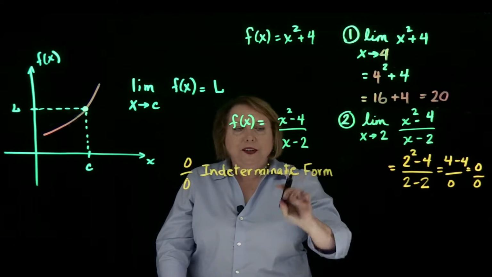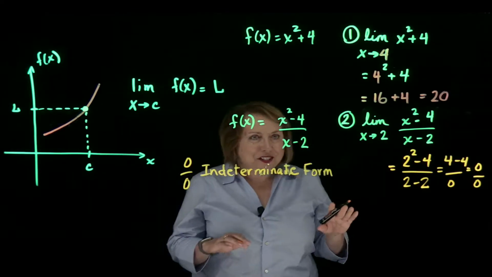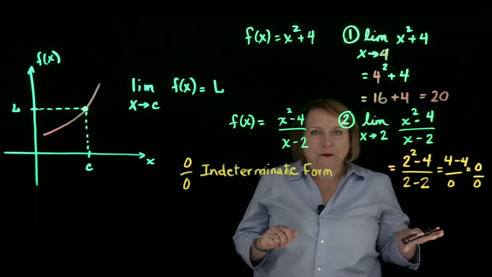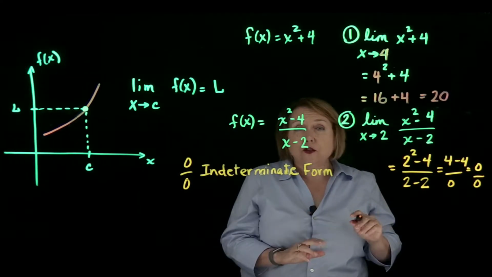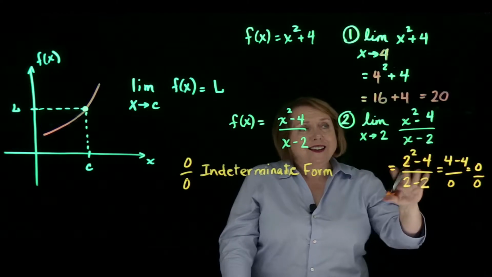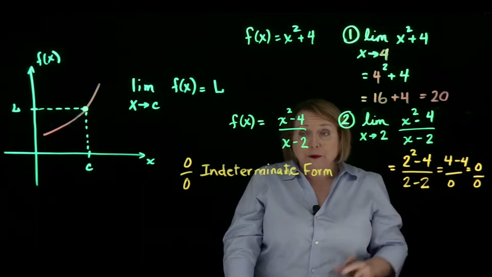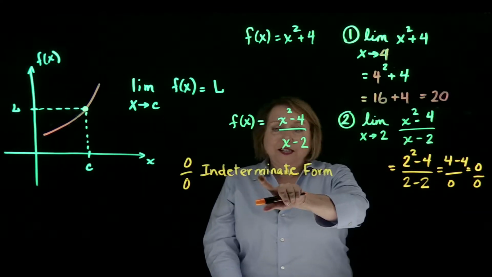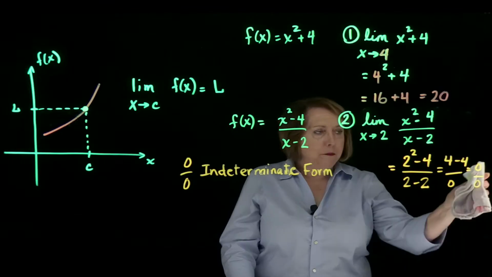Now the problem with this is that you can't just stop here. You can't just say, okay, I'm done, it's indeterminate. Because sometimes we might be able to manipulate this function a little bit and have it actually turn out to be a limit that's a number. So when we see this indeterminate form, 0 divided by 0, we want to think about something else.